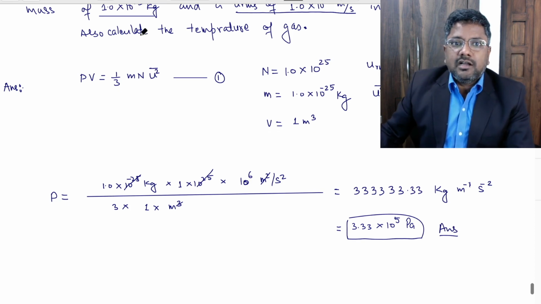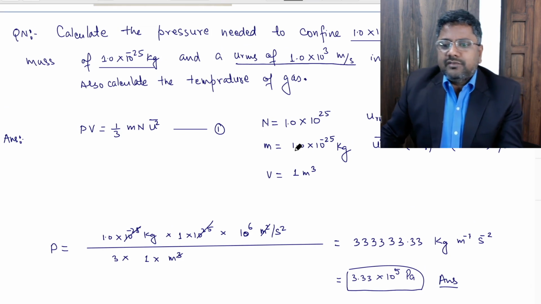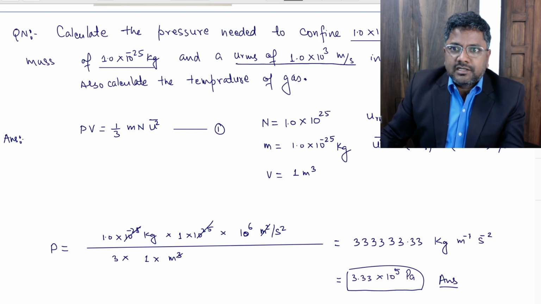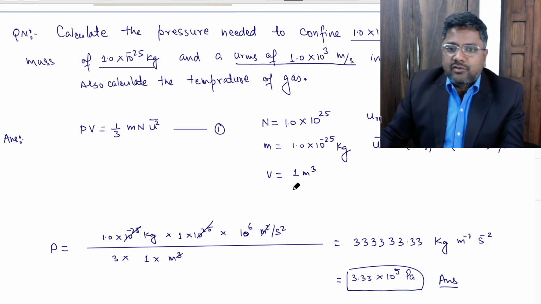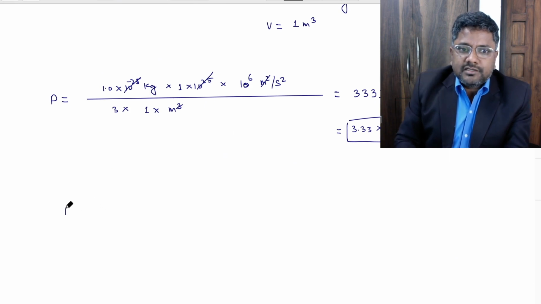Now also calculate the temperature. Now you are free to use PV is equal to nRT. Now you have calculated pressure. You have number of molecules, so you can calculate the number of moles. You have volume, and now you can calculate the temperature. So temperature we can calculate, T is equal to PV by nR.